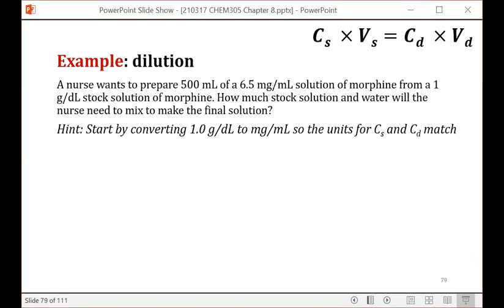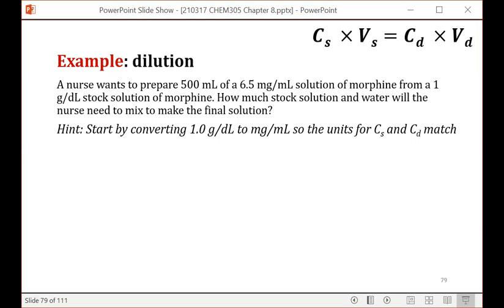Let's do another one. So in this one, a nurse wants to prepare 500 milliliters of a 6.5 milligrams per milliliter solution of morphine. So this is what they want to make. So this is their dilute solution. They want 500 milliliters of this 6.5 milligrams per milliliter diluted solution. They're preparing it from a 1 gram per deciliter stock solution of morphine. So how much stock solution and water will the nurse need to mix to make the final solution?